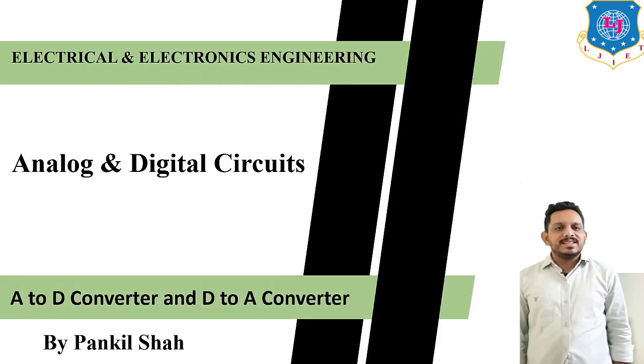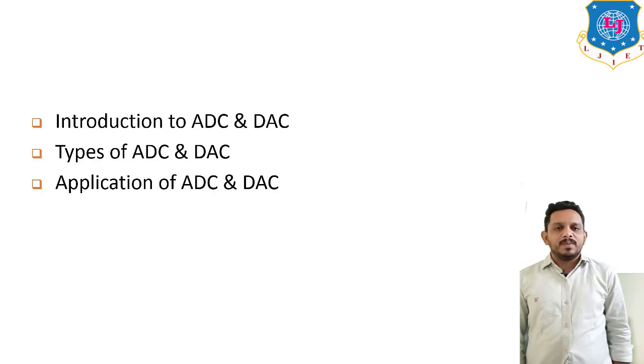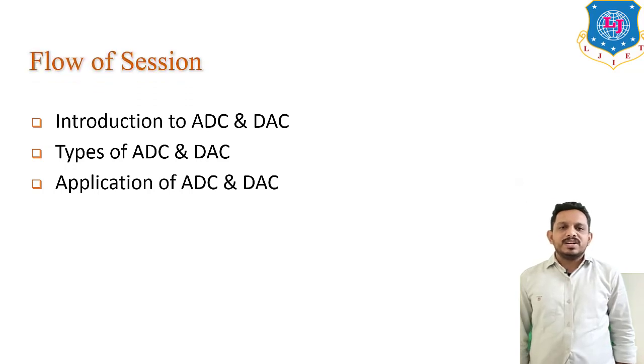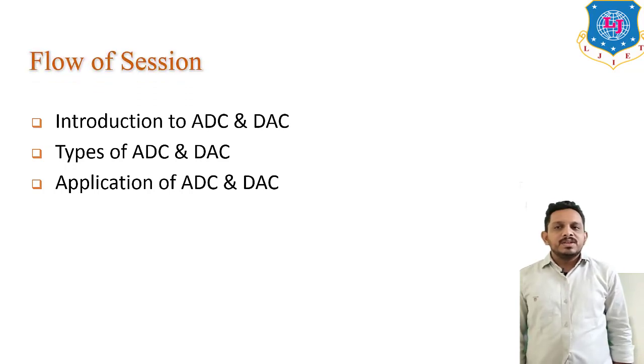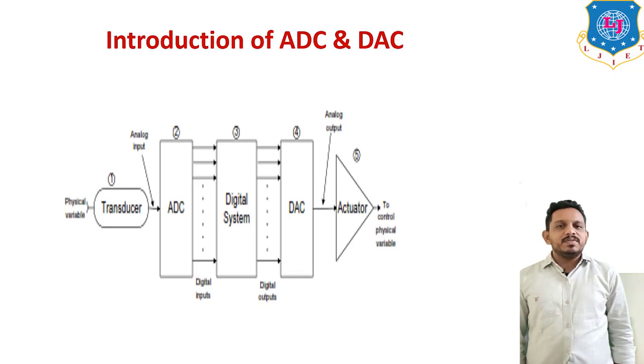And we are studying the chapter Analog and Digital Circuit. Here we will see the analog and digital converters, that means analog to digital and digital to analog. So how will this presentation flow? We will see the introduction of analog to digital converter and digital to analog converter, the types of analog to digital and digital to analog converter, and the applications of analog to digital and digital to analog. So let's first see the introduction of ADC and DAC.